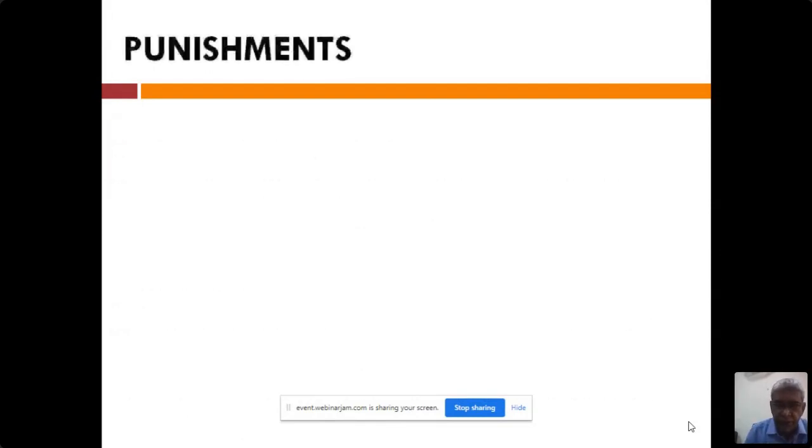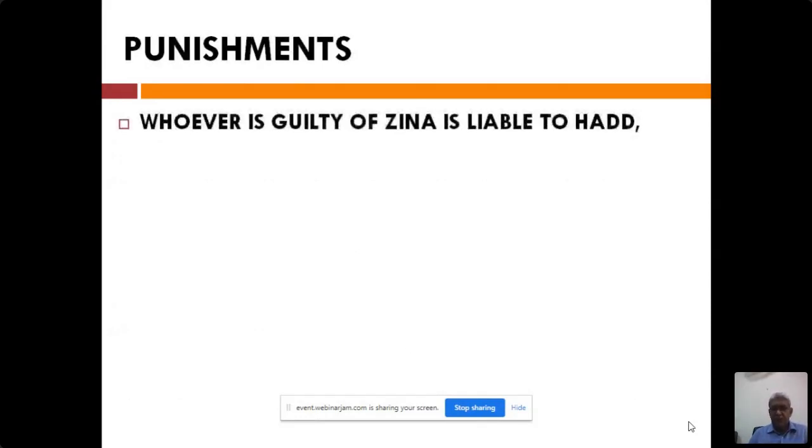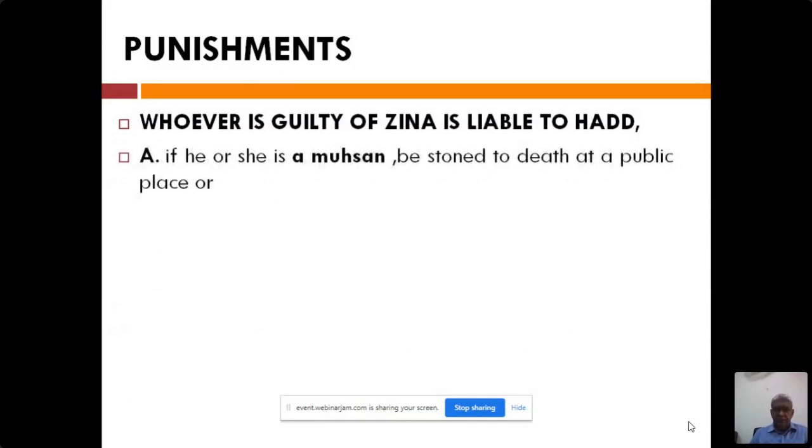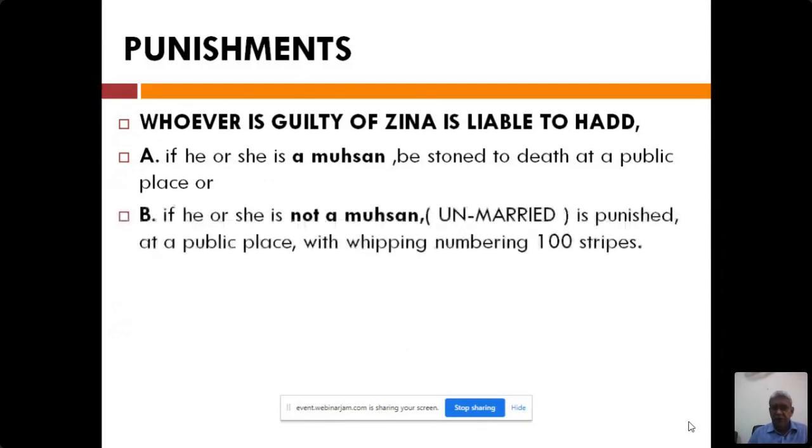How would it be applied? A person who is guilty of zina is liable to Hadd. In the first edition, it is proved that both the persons, male or female, are adult and not insane and not validly married to each other, but they have committed this sexual intercourse. If both are married, not with each other but with other partners, they would be said to be Muhsan. In case the offenders are Muhsan, they would be stoned to death at a public place.